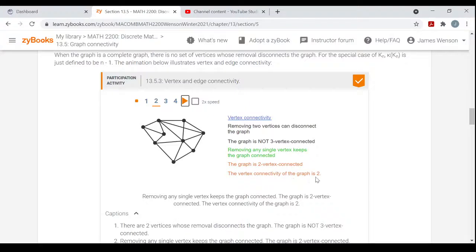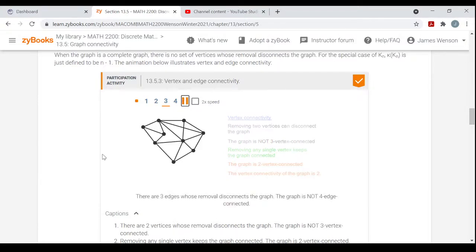And another way of thinking about the vertex connectivity being 2, that means it's 2 vertex connected. So I could remove any single vertex, 1 vertex, and it's still connected. But then there is a pair of vertices out there that I can remove to disconnect, as they showed in the first part of the animation.